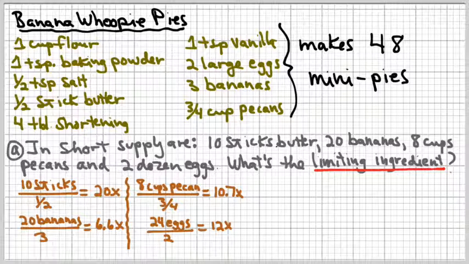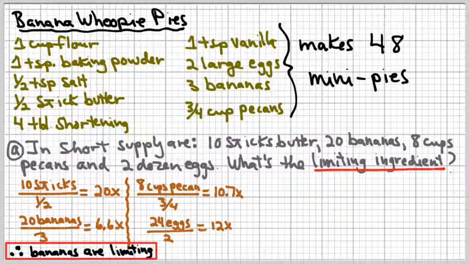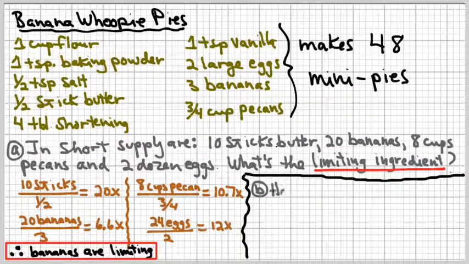So looking over those 4 numbers, we can see the smallest is related to the bananas, so the bananas are going to run out first. They'll be the limiting ingredient, and they would stop our ability to make the mini pies. Now, based upon that answer, then we want to figure out how many pies we could make. So we're going to use the limiting ingredient, the one that's going to run out first, which is the bananas.